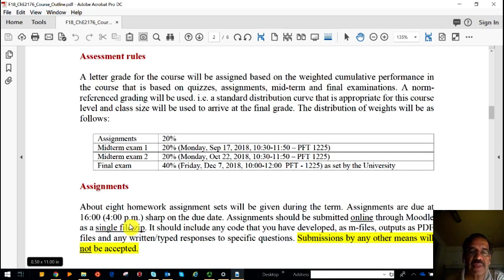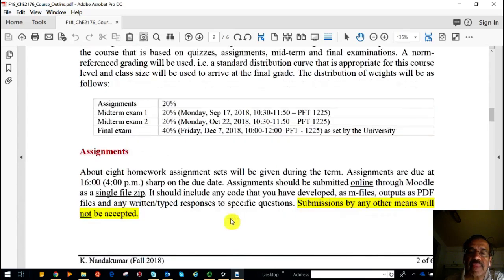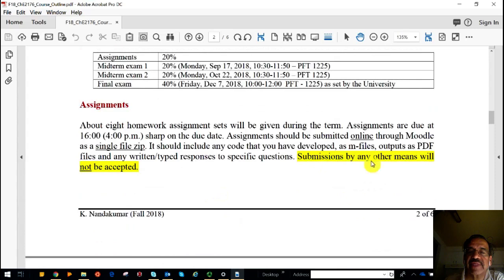So you need to plan your submission so that you submit it by the deadline. And this is the way that the real world operates. So you need to get training to that kind of discipline. Okay, so again, I emphasize submission by any other means will not be accepted.